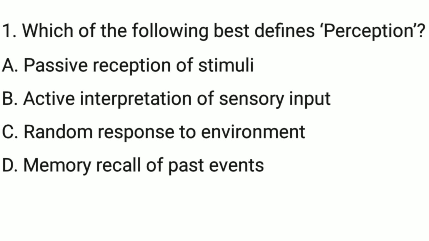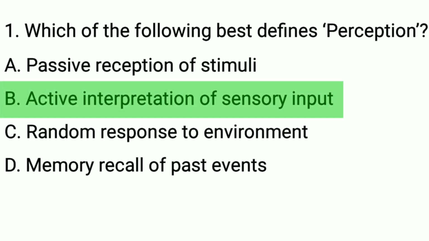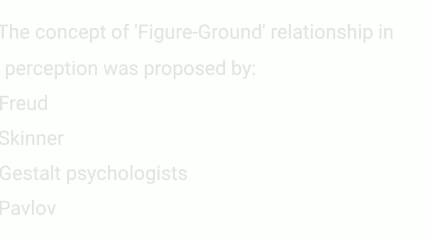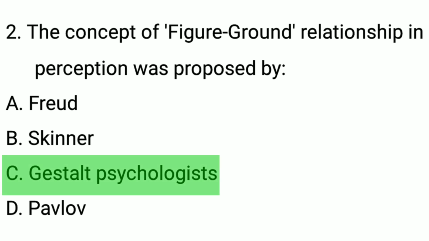Question number 1. Which of the following best defines perception? The correct option is option B, active interpretation of sensory input. Question number 2. The concept of figure-ground relationship in perception was proposed by. The right option is option C, Gestalt psychologist.